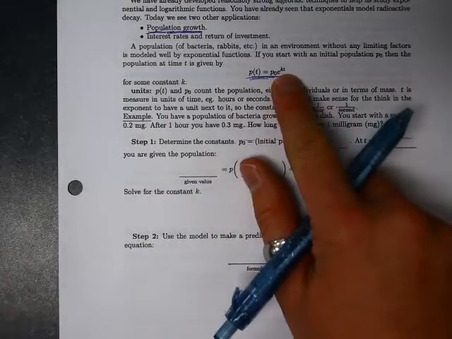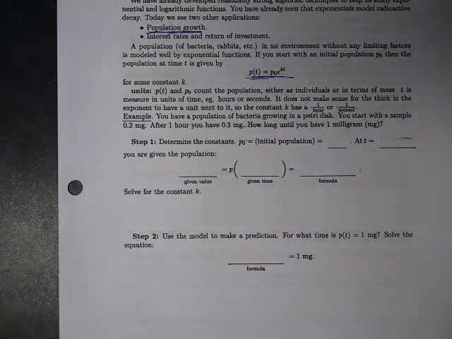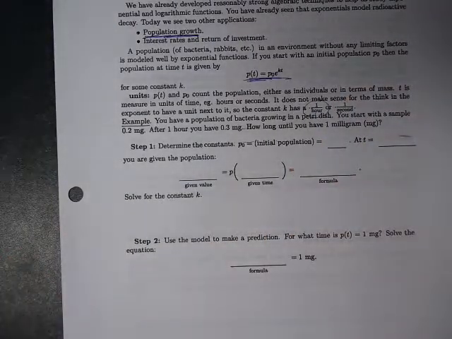It doesn't make sense for the thing in the exponent to have a unit. And it looks like it does, right? Time is measured in hours or seconds. But that unit should just be canceled out by the constant k. So the units on k will be something like 1 over an hour or 1 over a second. So with that out of the way, let's just do an example.